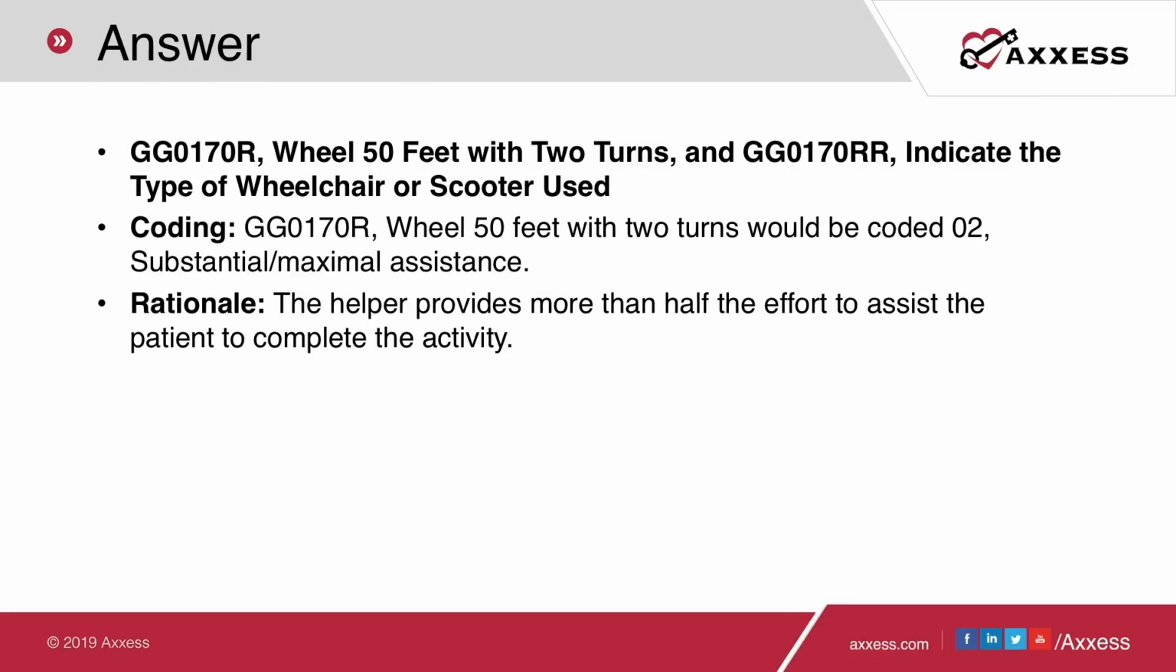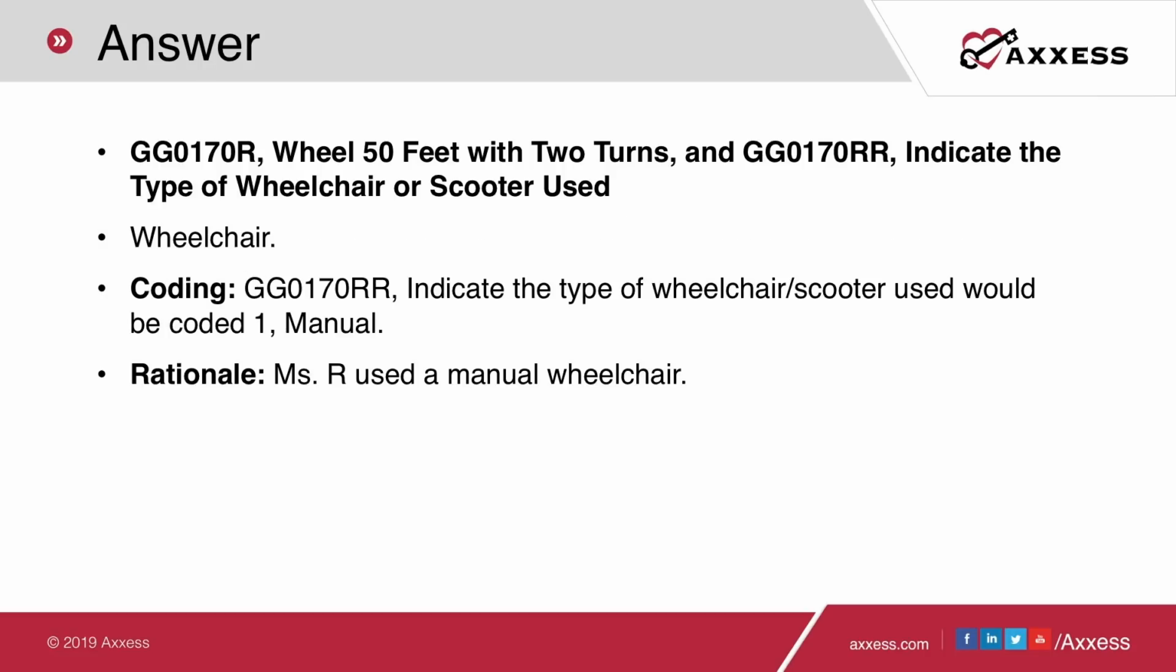For GG0170R, we would mark number 2, substantial maximal assistance. The helper does more than half the effort to assist them to complete the activity. Remember, the patient only went about 10 feet and the caregiver pushed her the other 40. So that's way more than half the effort, right? And then GG0170RR, the type of wheelchair would be a number 1, manual, because she used a manual wheelchair.